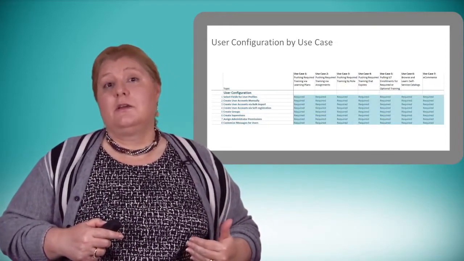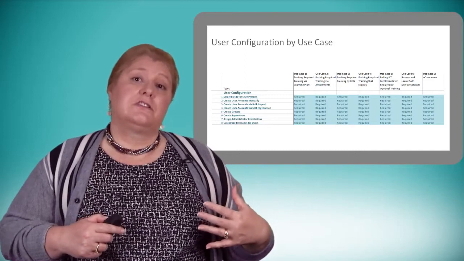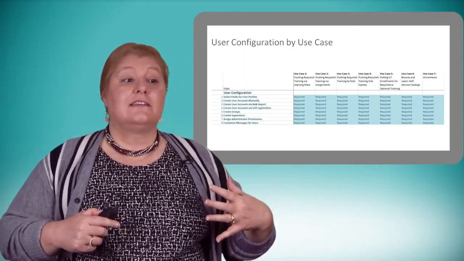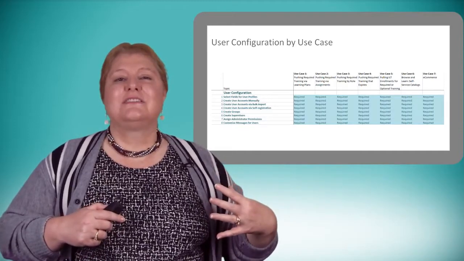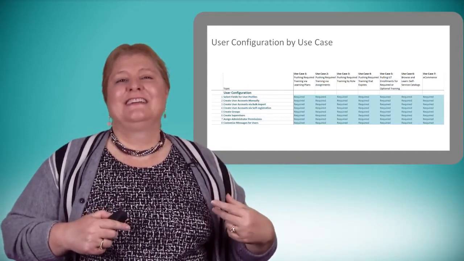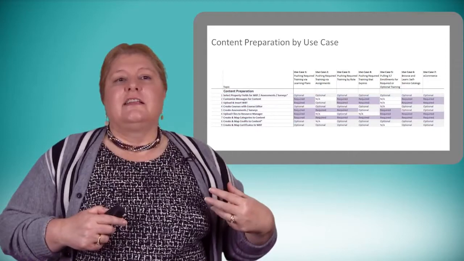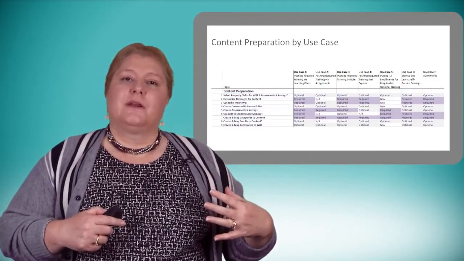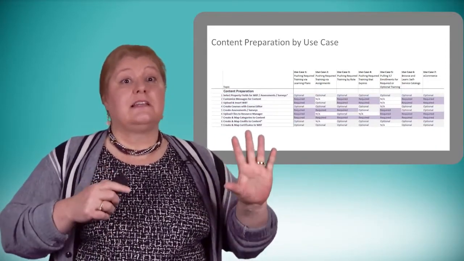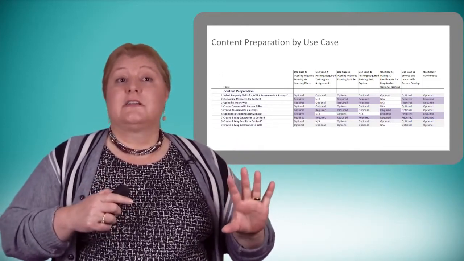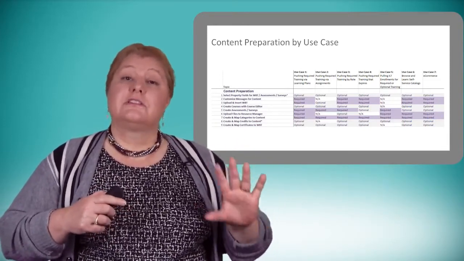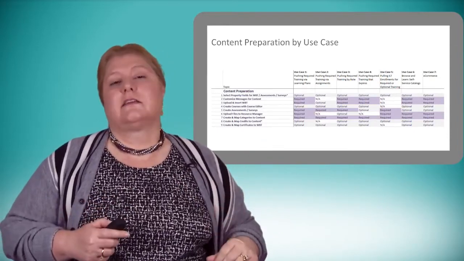We do the same thing with the user configurations by use case. Again, you can see that here we don't have a lot of choice, right? In this particular listing options, we see a lot of options are required. And as we move into the content preparation, a little bit more flexibility. You can see here that there's more items that are optional. There's more items that are not applicable as you go through the different use cases based on the tasks that need to be performed.